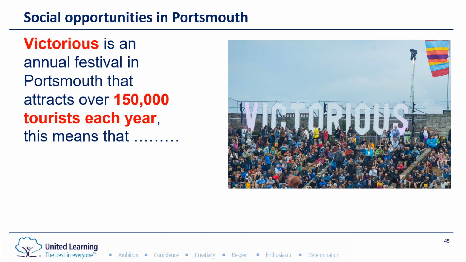In addition, a social opportunity: Victorious, the annual music festival in Southsea Common. This attracts 150,000 tourists each year. This means tourists are coming into Portsmouth and spending money in local bars, restaurants, hotels, which means the bars, hotels, restaurants make more profit and can therefore hire more staff to work in them.